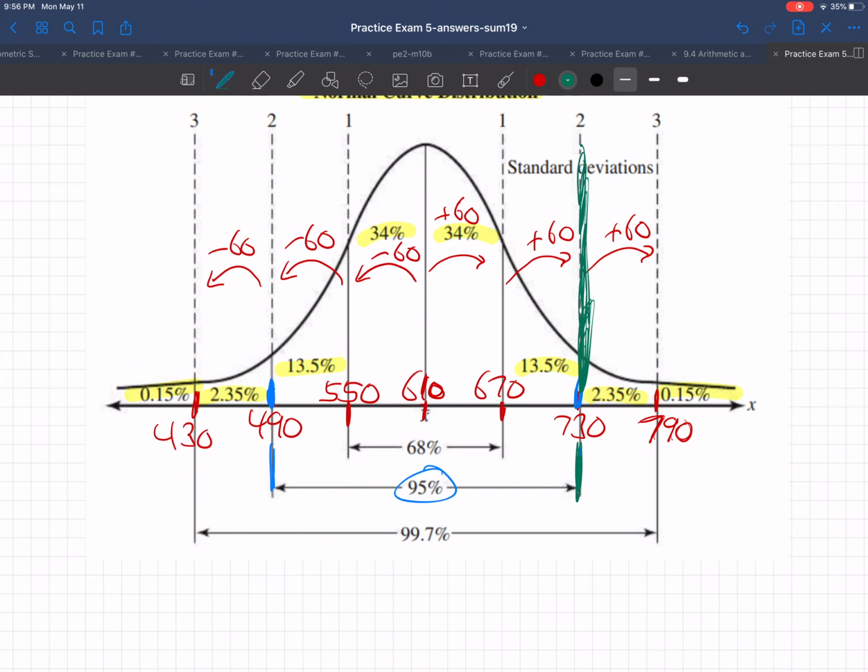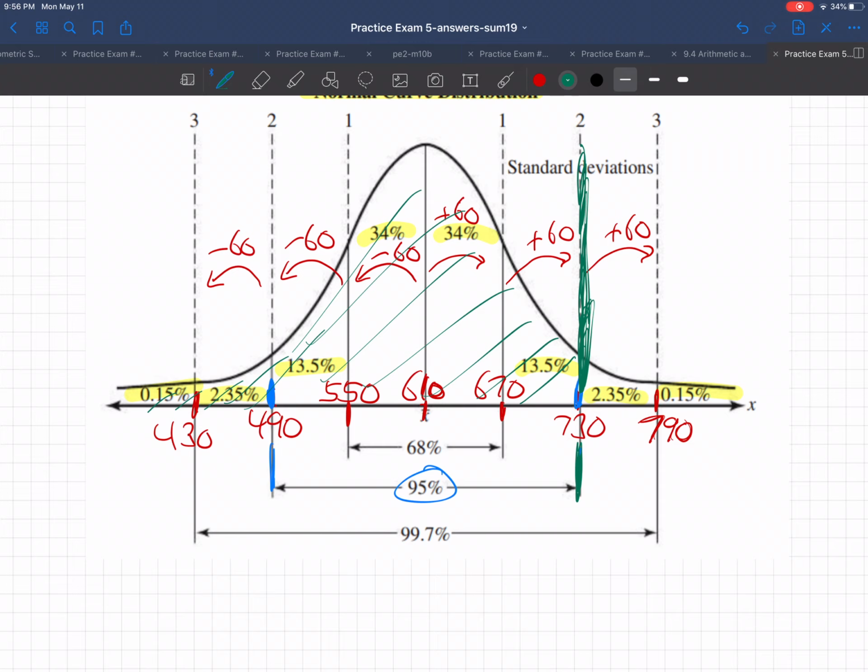So how many students scored, whoops, it's in the curve. I shouldn't have done that. Let me back that up a little bit. How many students scored in all this part of the curve below 730?